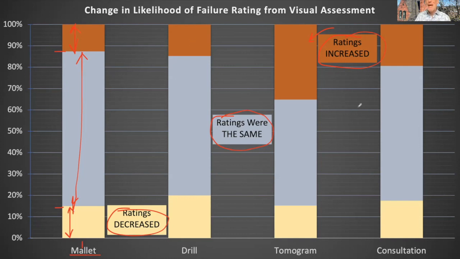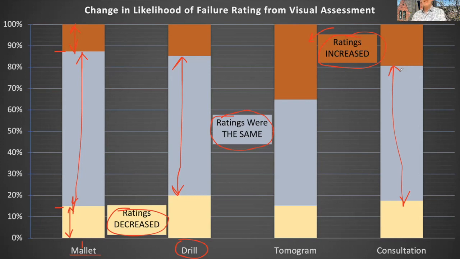So the same pattern is now going to hold for the next several slides, but we can just look at the columns we're looking at on the current slide. For the drill, it's about the same, 60% or so of the ratings don't change from the initial visual assessment. It's also pretty much the same for the consultation. So this is compared to the initial visual assessment.